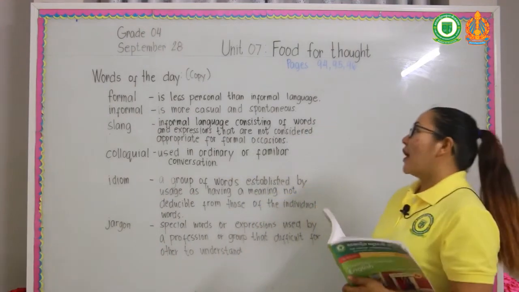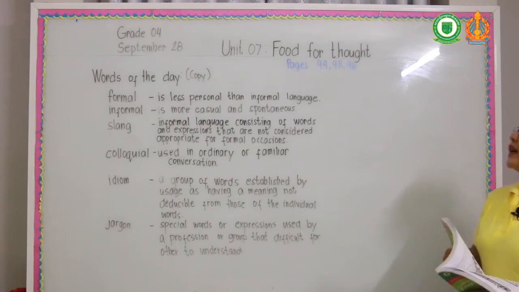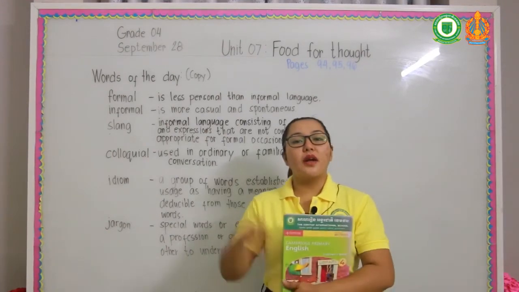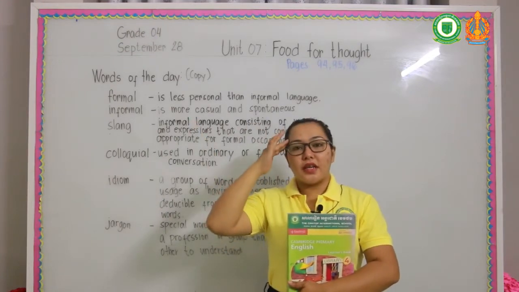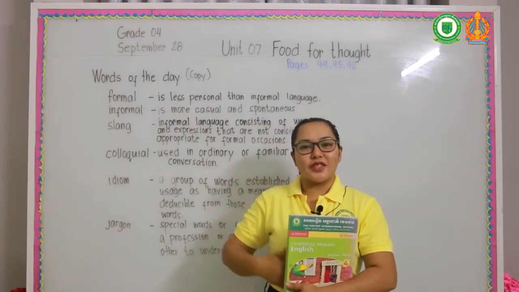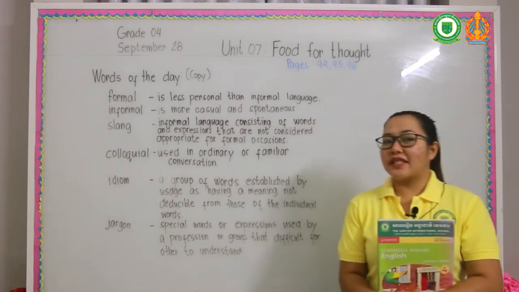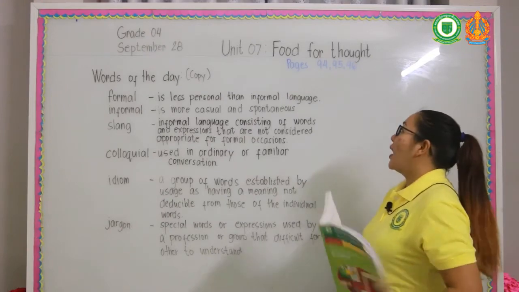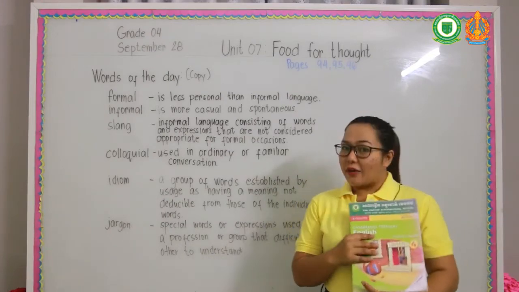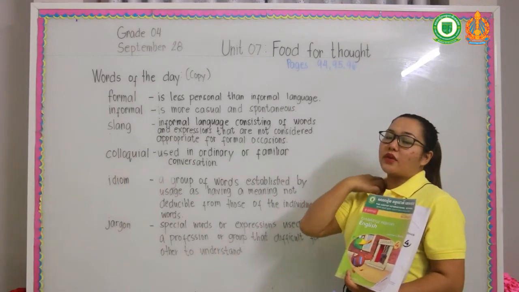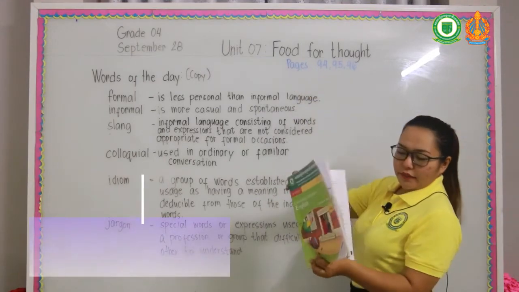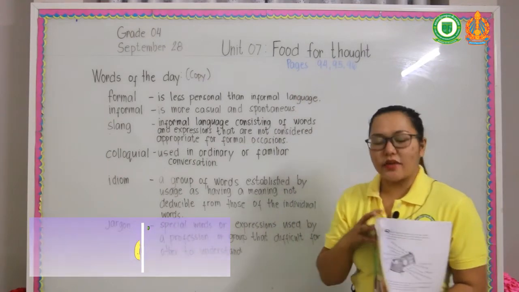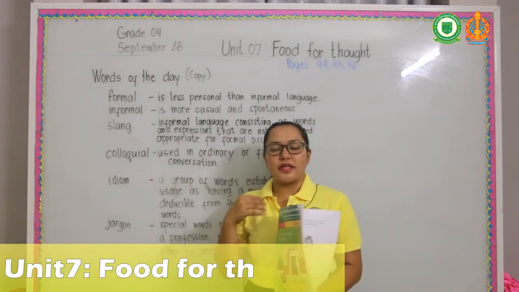All right, so our first topic would be food for thought. Food for thought, meaning feeding your mind, your brains, not your stomach. So that's our very first lesson or topic for Unit 7. Before we start, please bring out your books now. This unit focuses on pages 94, 95, and 96. So we are going to discuss everything on these pages.